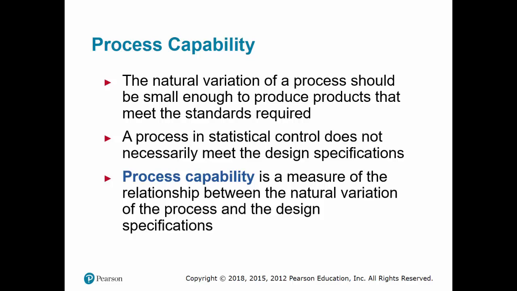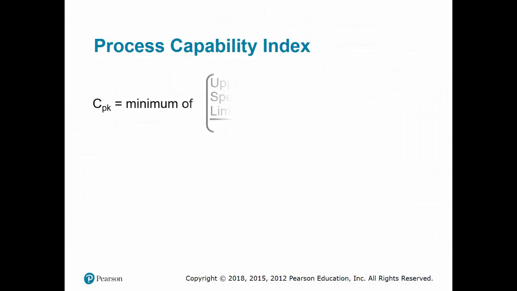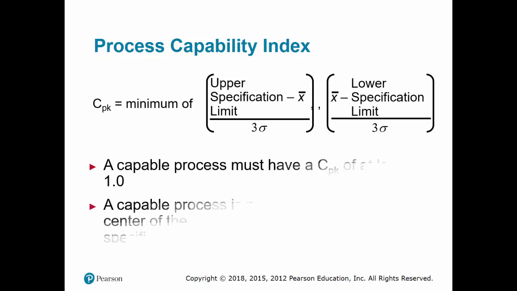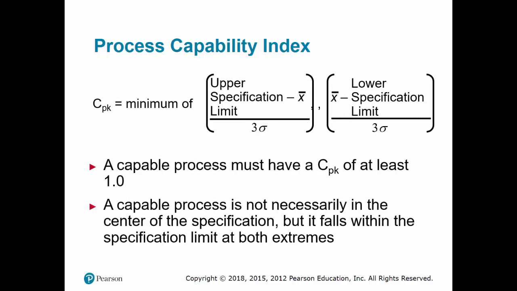Process capability is a measure of the relationship between the natural variation and the design specifications. Is the natural variation small enough to meet the design specifications? So we have two different numbers that we compute. Actually, this is the one that measures whether the process is capable or not. There is this process capability index, that's called C sub pk.